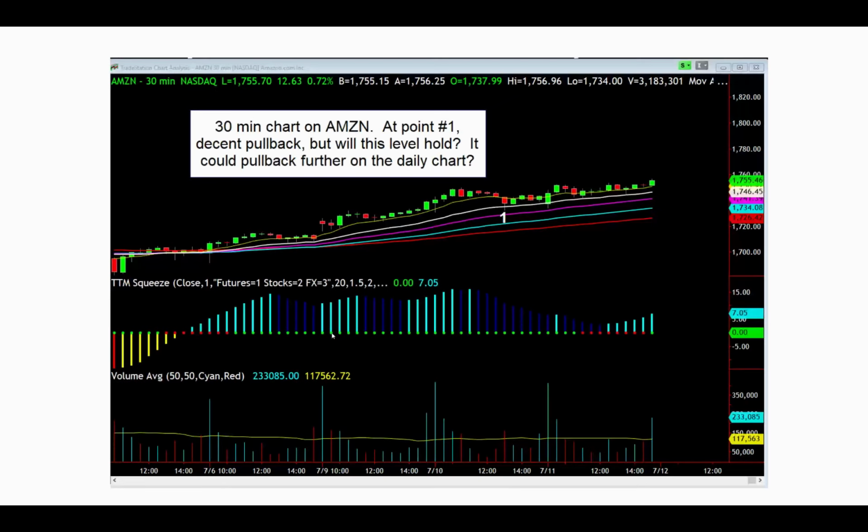So what about intraday? What's interesting about intraday stuff is that sometimes, especially on a stock like Amazon, which we know is extended, it's hard on a daily chart, because a pullback on a daily chart could mean a pullback of $40. And nobody wants to hold through a $40 pullback on a stock like that.